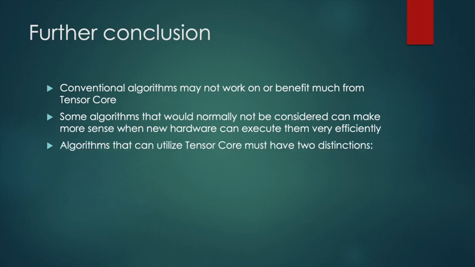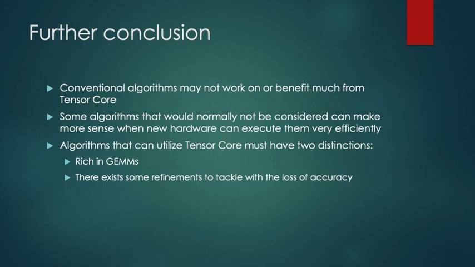So, I would suggest that if we are going to design new algorithms that can work on tensor core, they must have two distinctions. The first one is that algorithms must be rich in GEMMs, otherwise tensor core cannot help. The second one is that we must have some refinement to rescue the accuracy loss, or we use the results from tensor core-based algorithms to solve some accuracy-insensitive problems, such as deep neural networks and low-rank approximation. And this is why we give two applications, linear least squares and QRSVD.